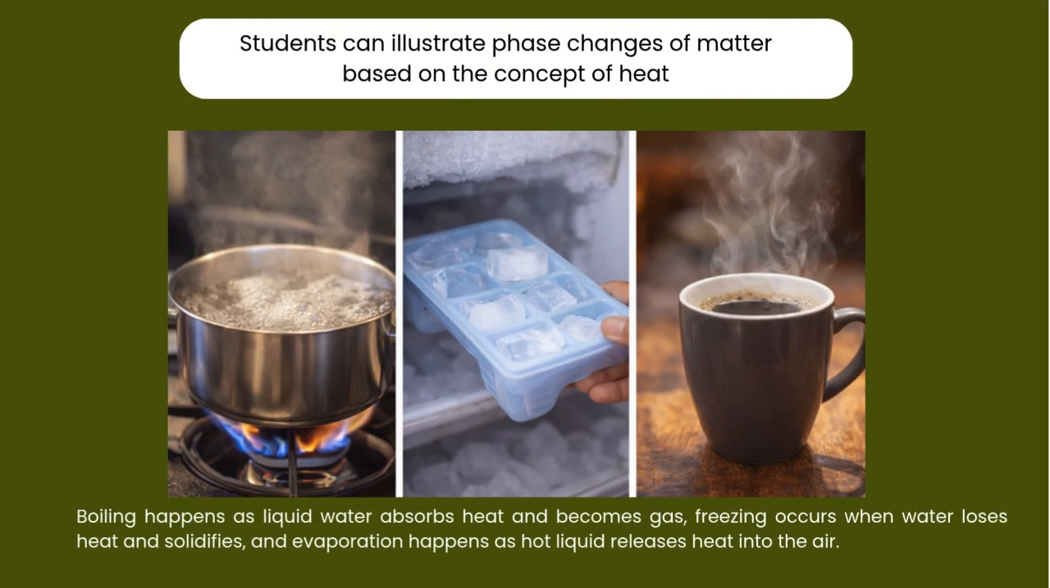Students can illustrate phase changes of matter based on the concept of heat. For instance, boiling occurs when a liquid continuously absorbs heat until it turns into gas. Freezing happens when a liquid loses heat and becomes solid. Evaporation also occurs when a liquid gains enough heat to escape into the air. So the presence or absence of heat determines the type of change.